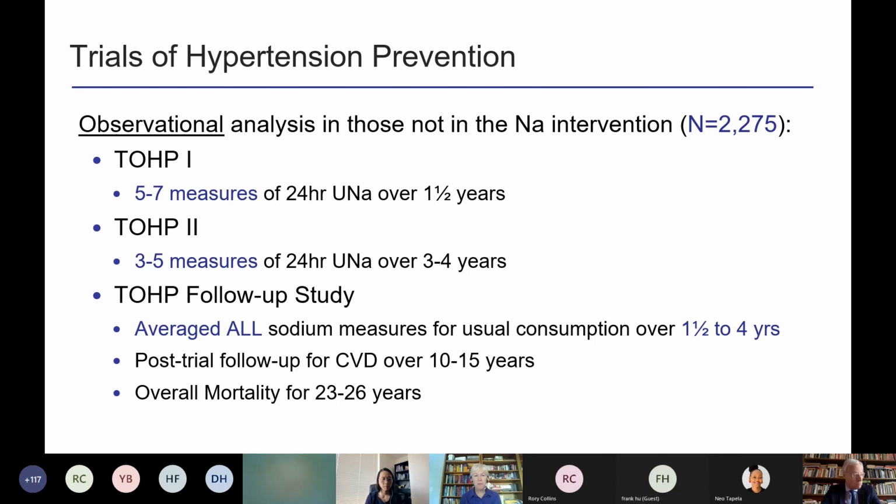So what we did was average all of these sodium excretions to get an exposure period during the blood pressure trial. And then we looked at the post-trial follow-up for cardiovascular disease, again over 10 to 15 years, and for mortality over 23 to 26 years. So we had a very good measure of exposure, and then we had follow-up after that.